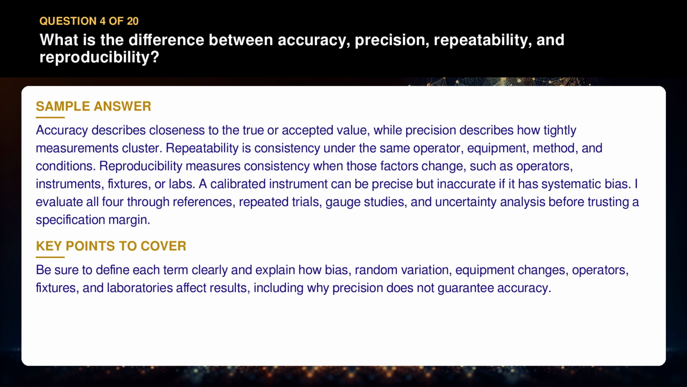Be sure to define each term clearly and explain how bias, random variation, equipment changes, operators, fixtures, and laboratories affect results, including why precision does not guarantee accuracy.